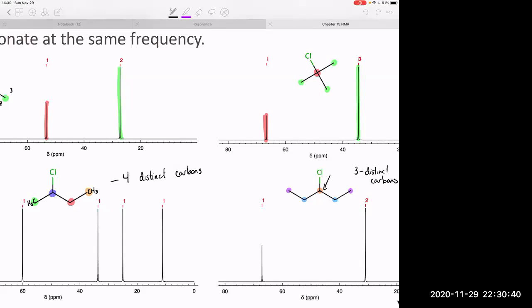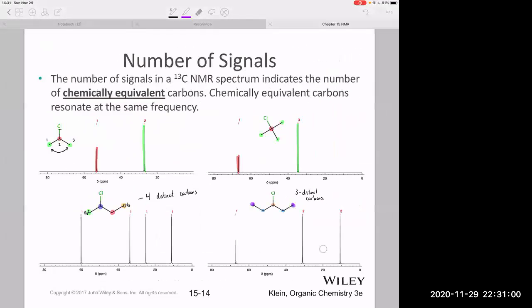And in that same way, that same symmetry applies to this situation when we're talking about chemically distinct carbons. That's why these methyl groups are considered to be chemically equivalent. These carbons here are considered to be chemically equivalent, etc., because of the symmetry in this molecule. All right, so that's what the number of signals tells you. The number of signals in your C13 NMR spectrum corresponds to the number of chemically distinct carbons you have in a given molecule.